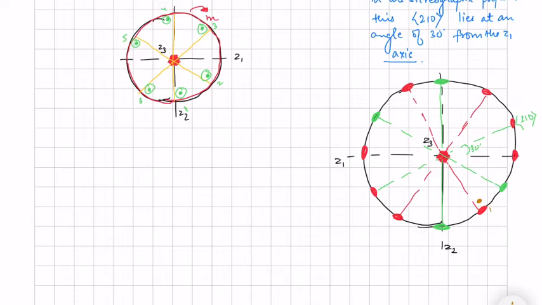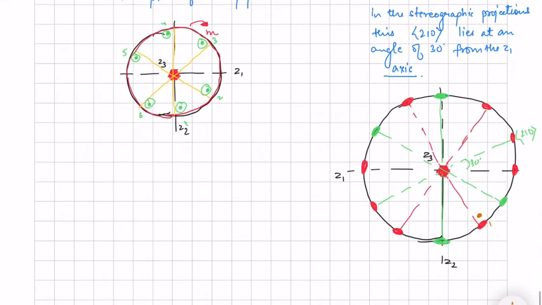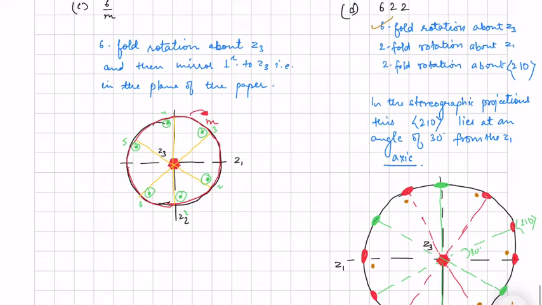This is point 1. So after a rotation of 60 degree, let us go to 6 fold rotation first about Z3. It goes here, then here, here. Okay, this is 6 fold rotation about Z3.